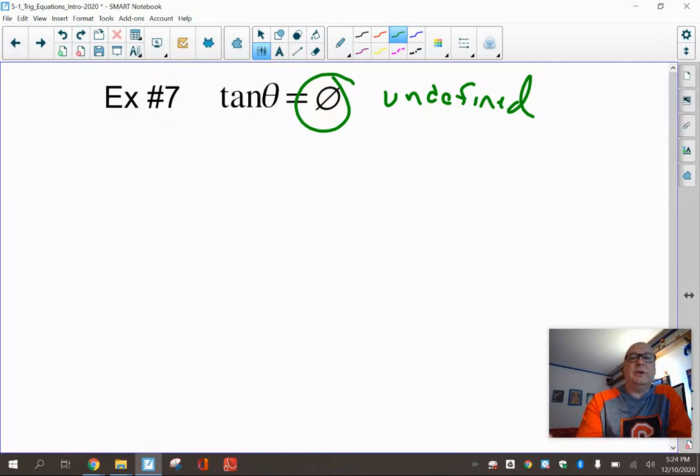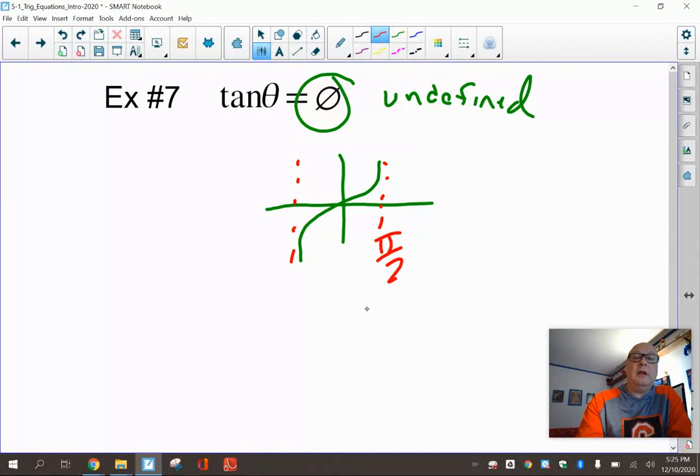Hopefully, you know that's an asymptote. Hopefully you have it memorized. So if you think about tangent, the graph looks like this. I hope you know where these asymptotes are. They are at pi over 2 and negative pi over 2. And then there's another one way over here somewhere, because remember, tangent repeats cyclically like this.